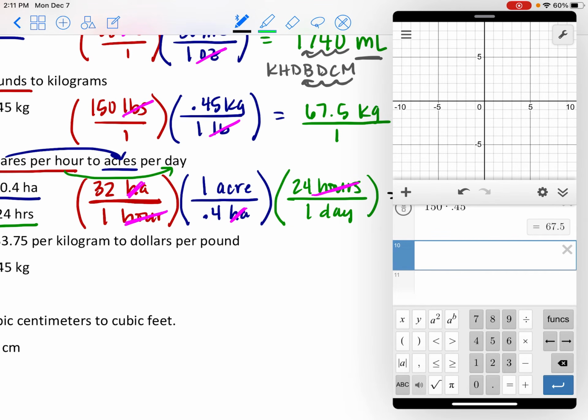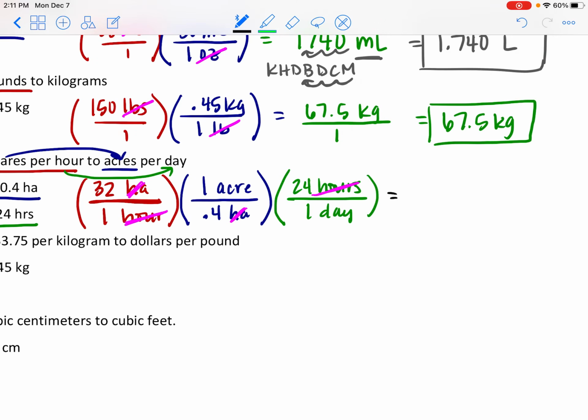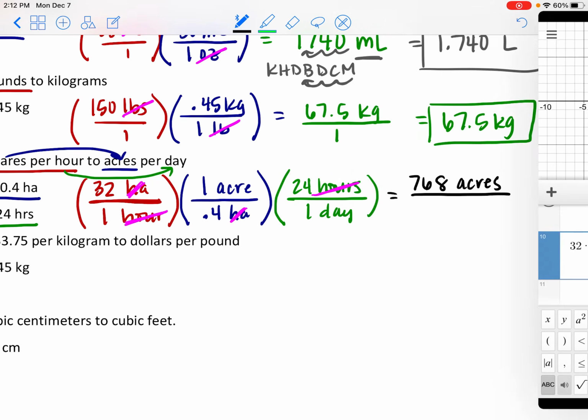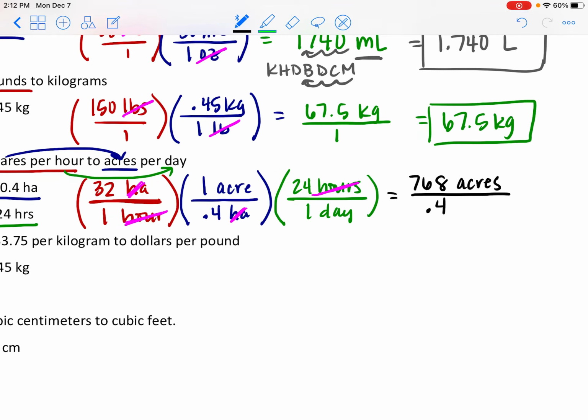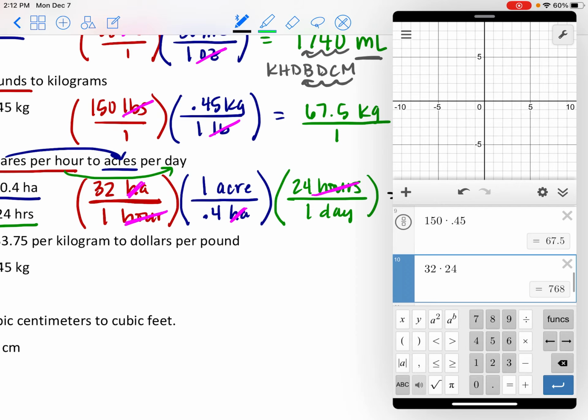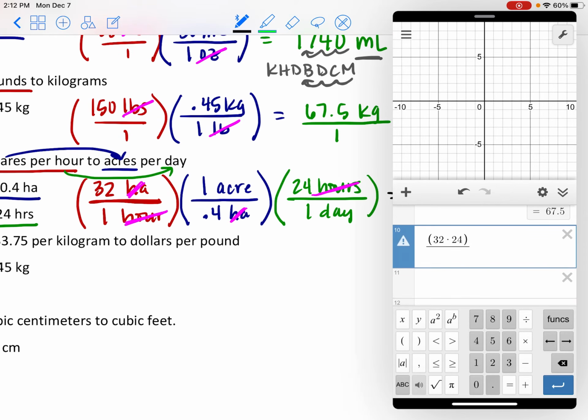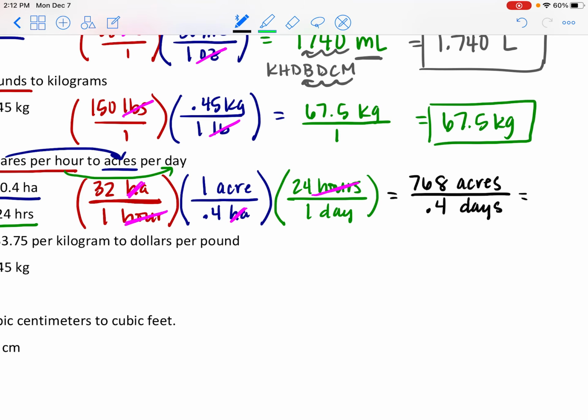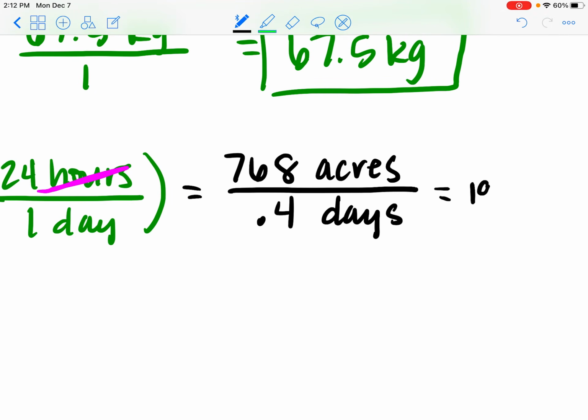So 32 times 1 times 24 on the top is going to give me 768. So 768, and the only units left up there are acres. And then on the bottom, 1 times 0.4 times 1 is going to be 0.4, and the only units there are days. And now we can divide those results. So 768 divided by 0.4 is 1,920. So 1,920, and that's acres per day.